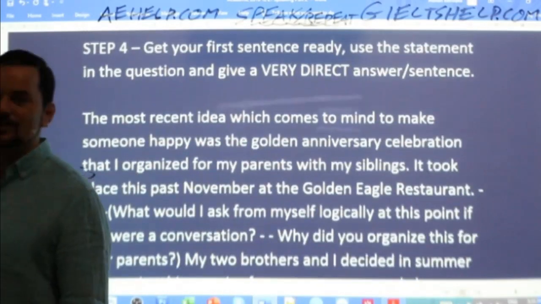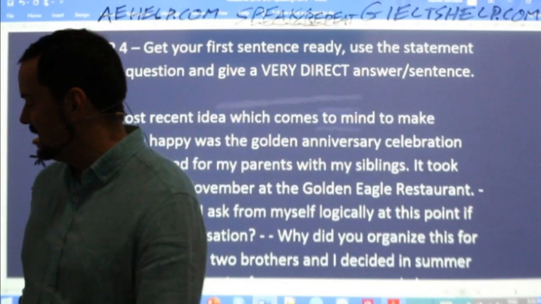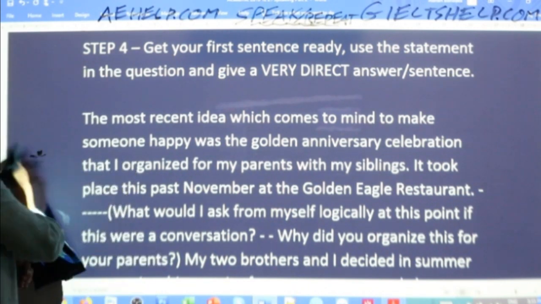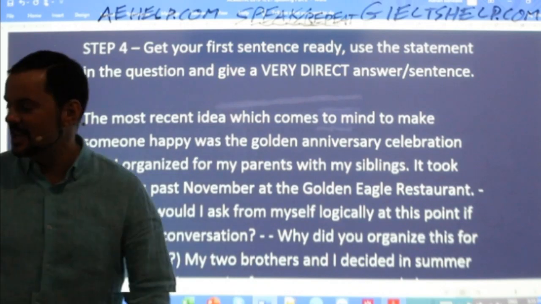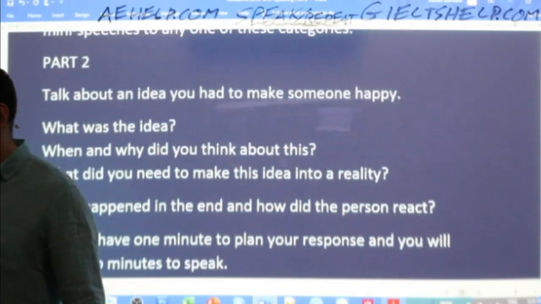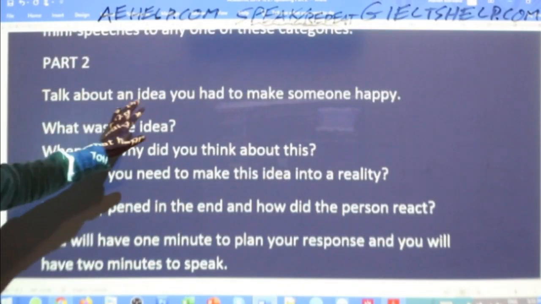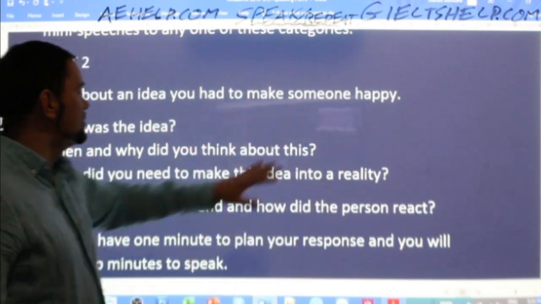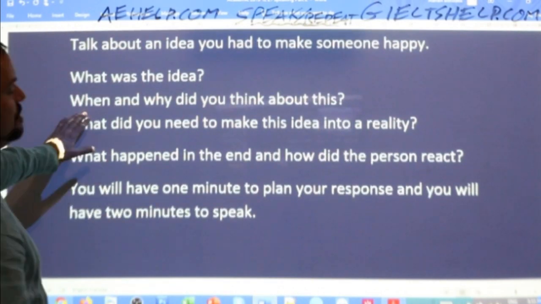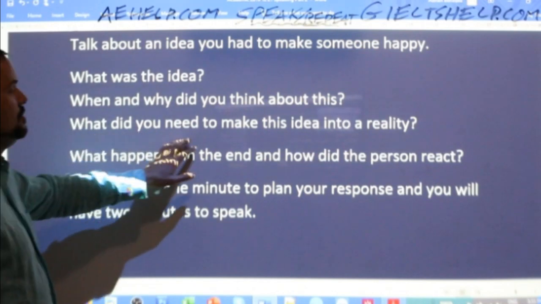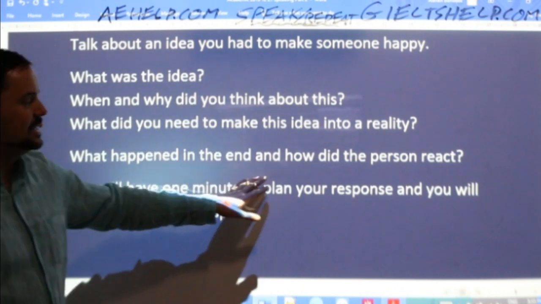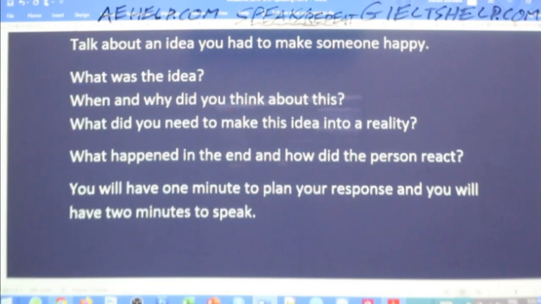That's about your 2-minute response right there. Let's go through it one more time. Again, just repeat after me. Intonation, enunciation. Notice the expressions here. Let's start by looking at the card. So again, the card says, talk about an idea you had to make someone happy. What was the idea? When and why did you think about this? What did you need to make this idea into a reality? What happened in the end and how did the person react?